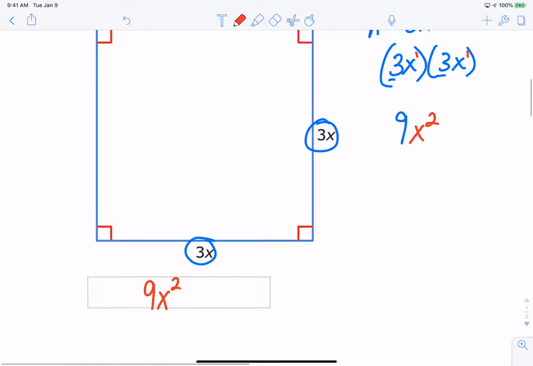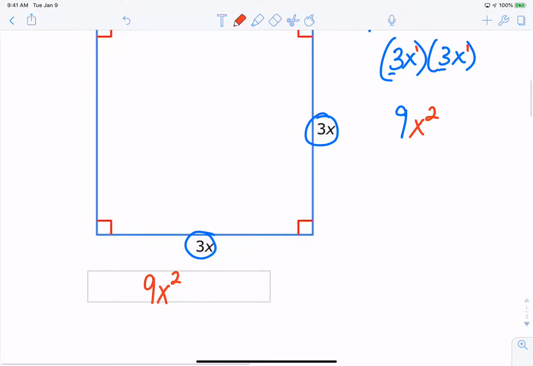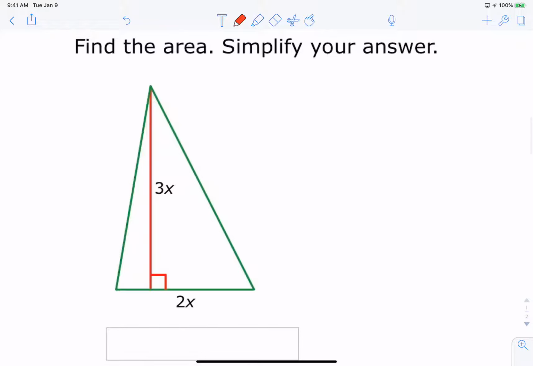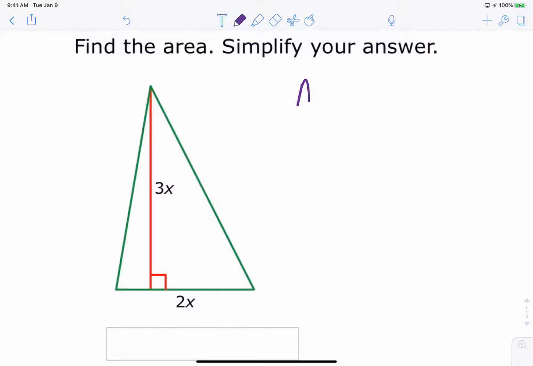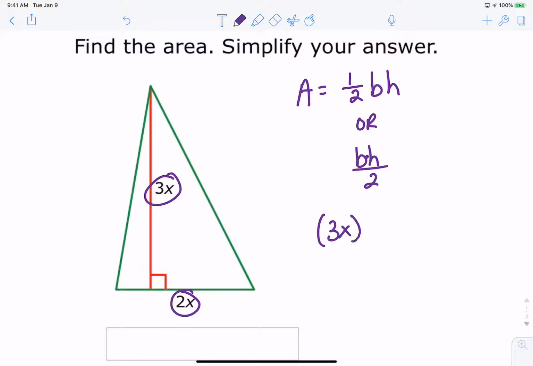All right, so area, again, remember, is base times height for squares or rectangles. Here we're finding the area, and it's a triangle. Well, we have to remember our area formula. So area of a triangle is 1/2 base times height. Another way you could read that is you could multiply your base times height, and then divide by 2, because remember, taking half of something is the same as dividing by 2. So we're going to take our base and our height, so that means we're going to have 3x times 2x, and then we have to take half of that to find the area of the triangle.